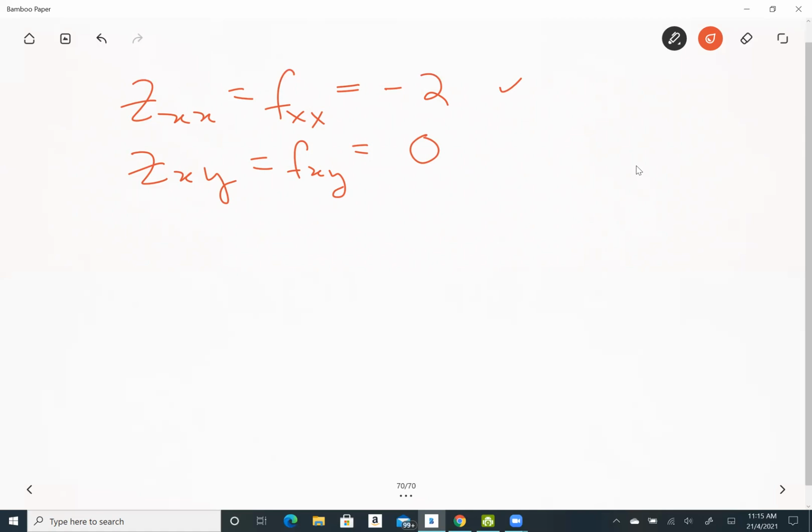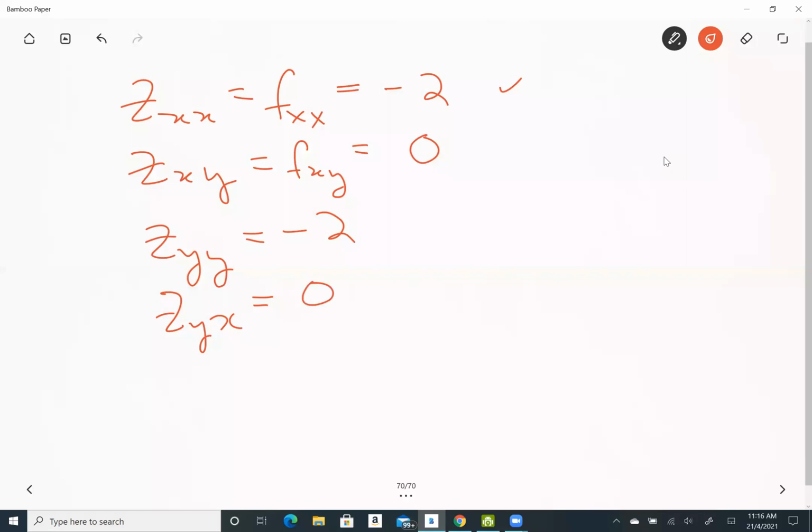So for the second part, zyy. You take the derivative of zy with respect to y. What do we get? Negative 2, because you have negative 2y. Taking derivative with respect to y, we get negative 2. Now, you take derivative of that negative 2y with respect to x. So what do I get? 0.